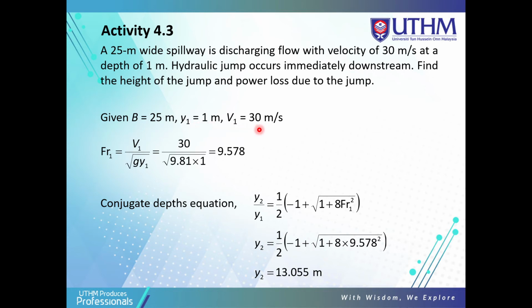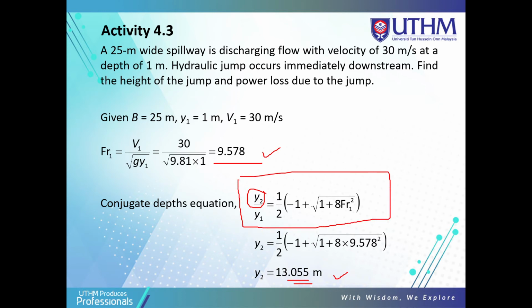V1 is 30 meter per second. So for the Froude number, first you must find the Froude number because they gave all the values of the velocity and also the y1. So we get the Froude number here, 9.578. And then you must find the conjugate depth because y1 is given, so you must find y2. Using this equation, the conjugate depth, you must use this equation to find the y2.